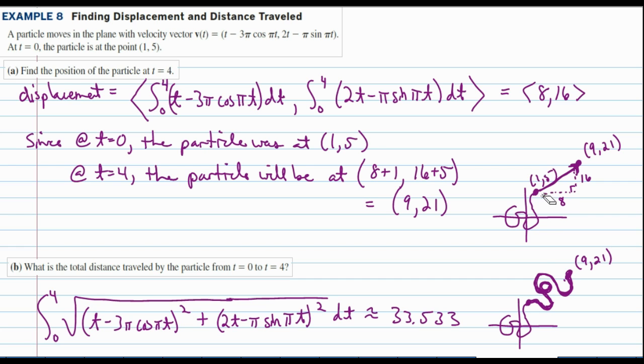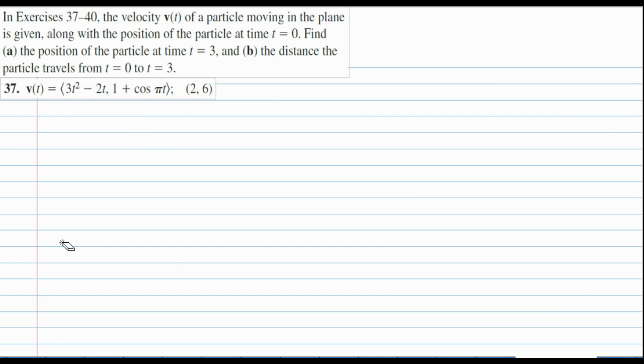In part A, the particle still traveled along that path. We just didn't need to know anything about the path. We just wanted the ending point. That's how we were able to use displacement. Now try problem number 37. It says the velocity v of t of a particle moving in the plane is given, along with the position of the particle at time t equals 0. Find A, the position of the particle at time t equals 3, and B, the distance the particle travels from t equals 0 to t equals 3.